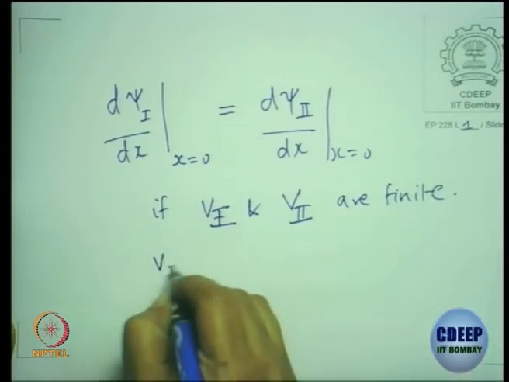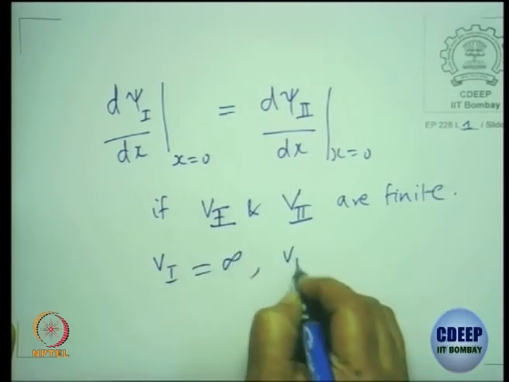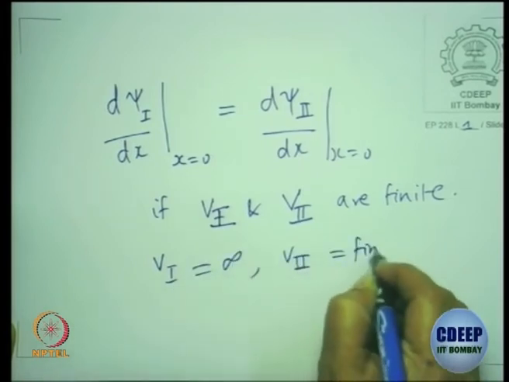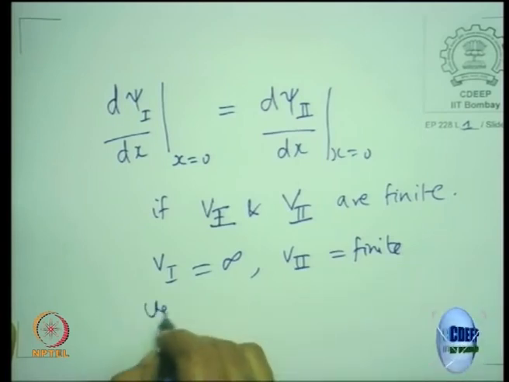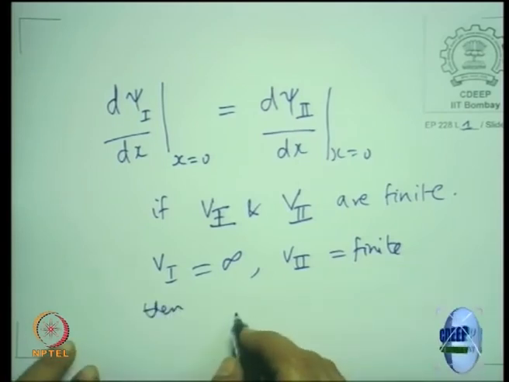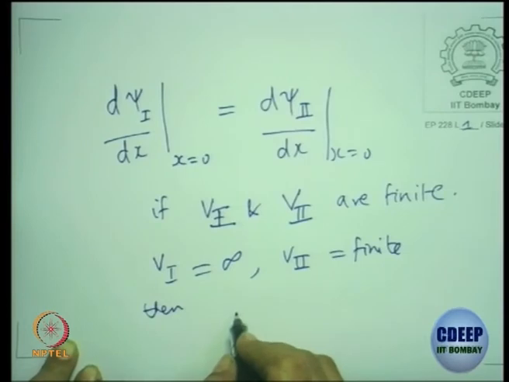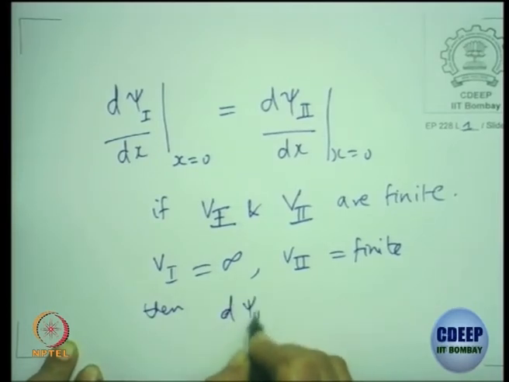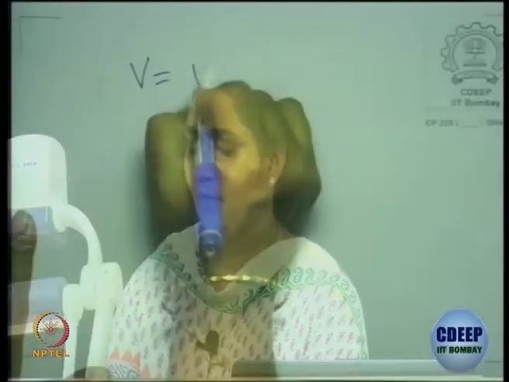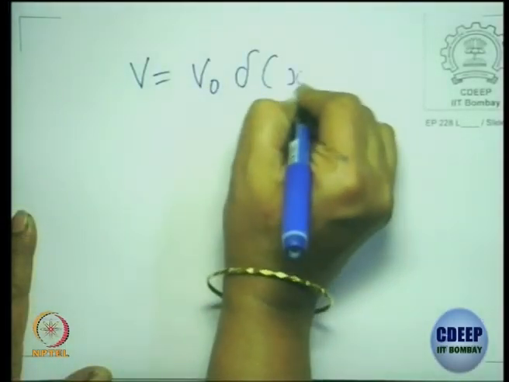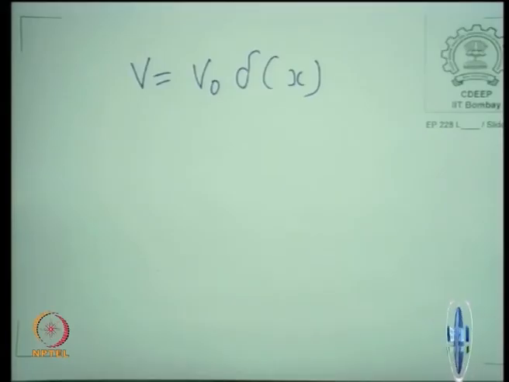If V1 is infinity and V2 is finite, then we don't have this. So the immediate problem which we can try to solve is V equal to V naught delta of x. Okay. So how do we do this?